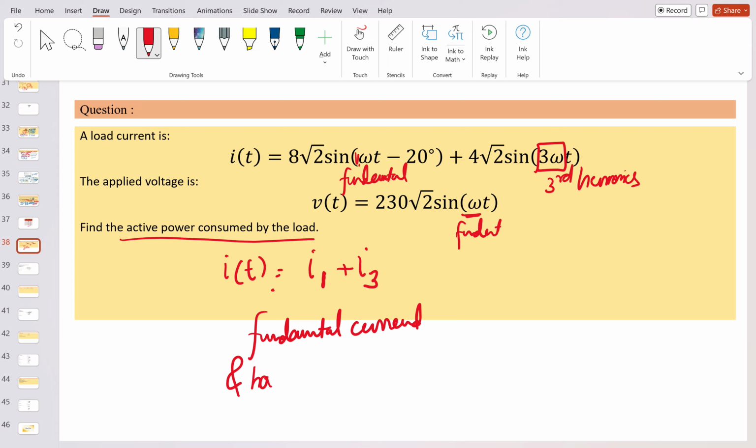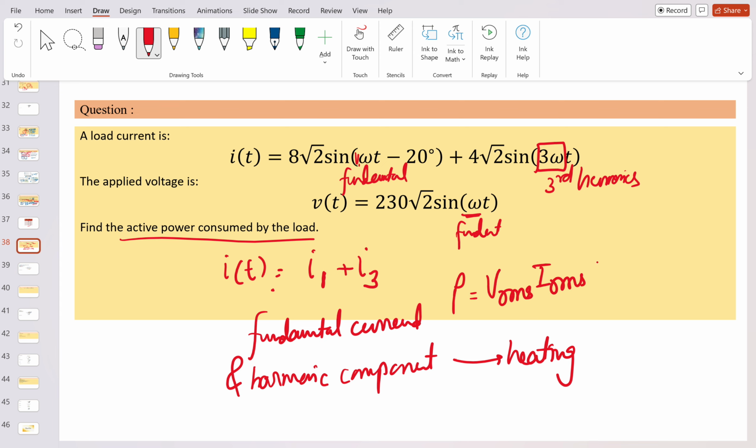Okay, let me solve. The other harmonic components will go into heating. These are not being utilized. So what is the power formula? Power is basically Vrms, Irms, cos phi. But in this problem, what is the power consumed by the load? It will be Vrms, Irms1, and cos phi, where phi is basically phi V minus phi I.